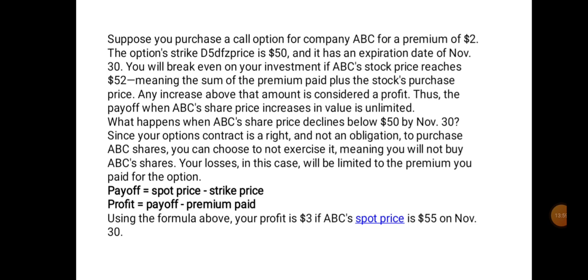Okay, payoff is equal to spot price minus strike price. Profit is equal to payoff minus premium paid. Okay, these are the two formulas. In the binomial model we already calculated, right? In the same way, payoff is equal to market price minus strike price minus premium. Okay, that you need to always remember.